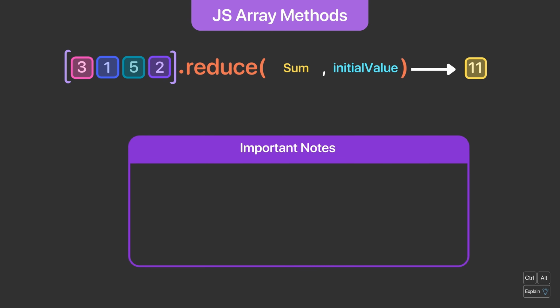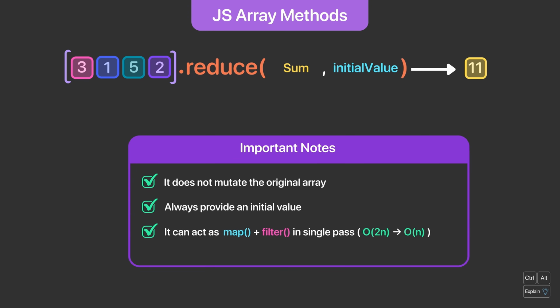To wrap up, here are 3 golden rules to keep in mind when using reduce. Reduce does not mutate the original array. The initial value parameter is optional, but make it a habit to always provide an initial value. Providing an initial value makes reduce predictable and prevents errors when the array is empty. And finally, with reduce, you can filter items and transform them in a single pass, which is much faster on large datasets.